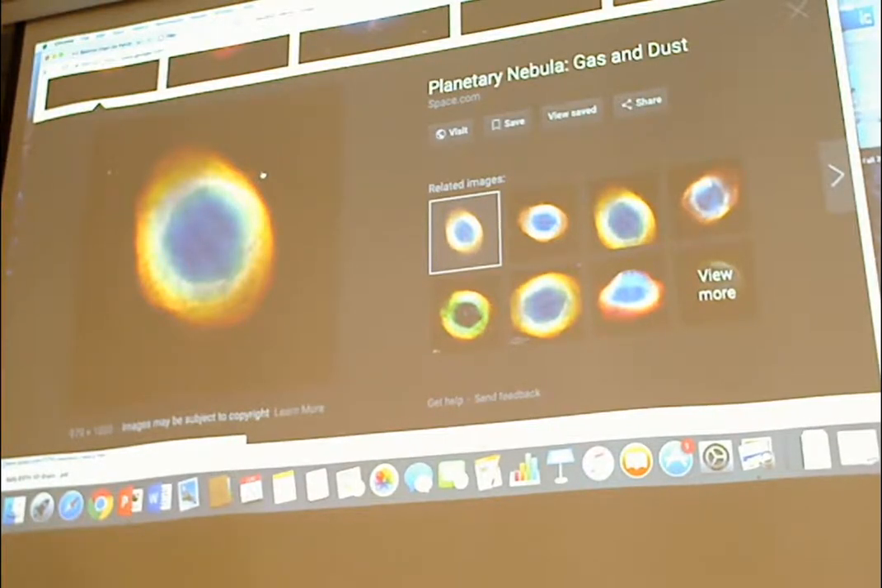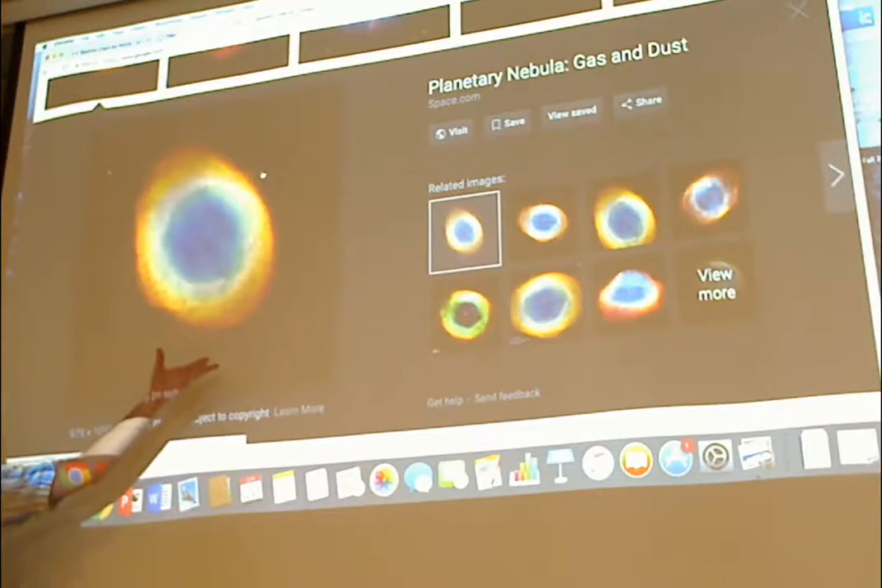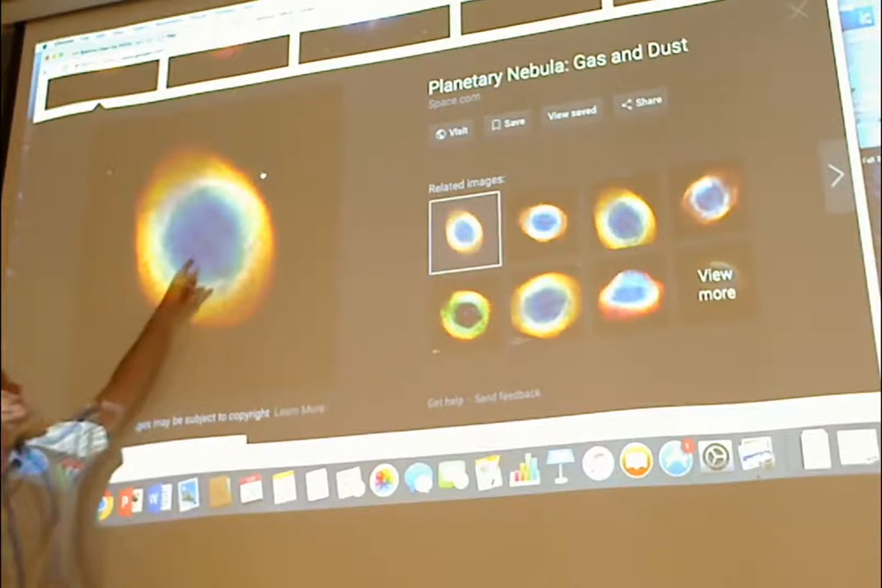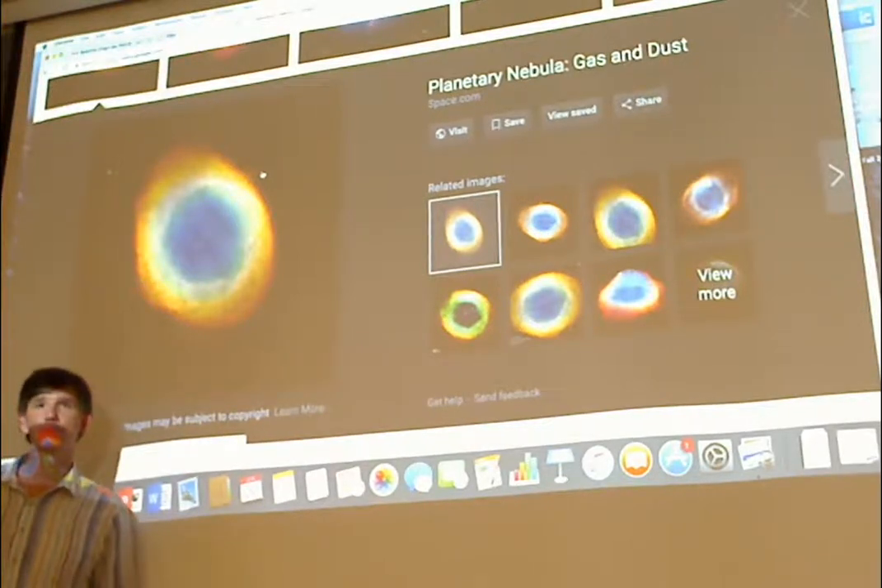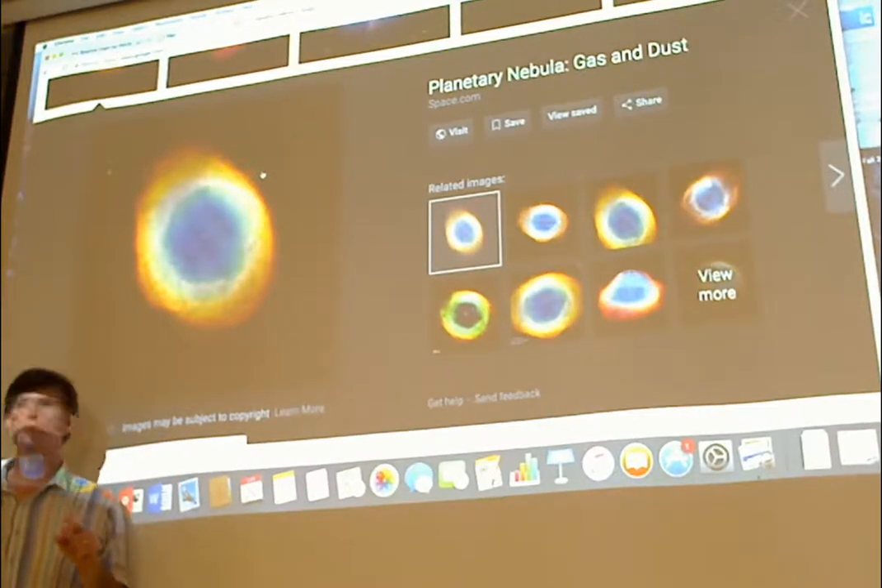Why is it called that? Well, because they thought it was a planet at first. They didn't know that it wasn't a planet. It was only later that we realized it's just gases that are glowing. Why are they glowing? They're getting energized. What's energizing them? There's a tiny little spark in the middle of it called the white dwarf. There's a white dwarf in the middle of it, and the white dwarf is really hot. What color does a white dwarf produce more than any other?